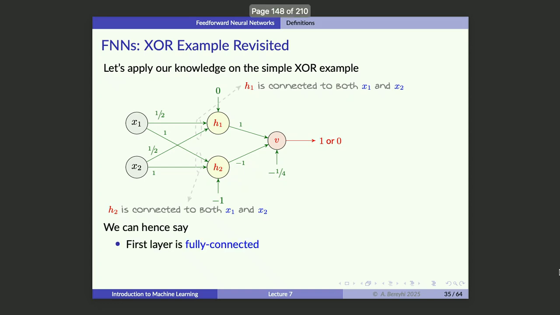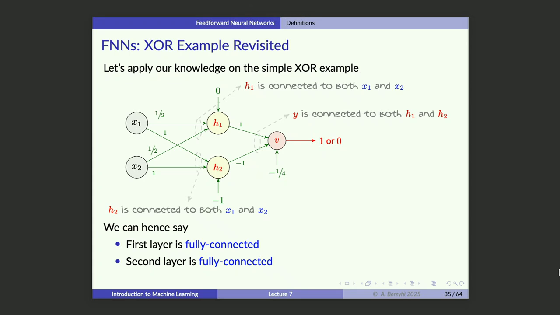What about the output layer? If you look at the output layer, the output layer is also connected to both H1 and H2, right? Anything in the previous layer. So it is a fully connected neural network. Okay? Clear?